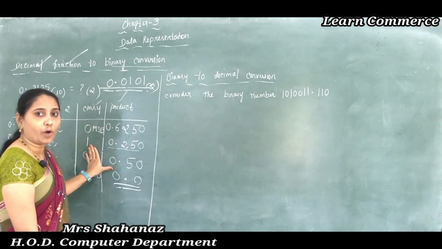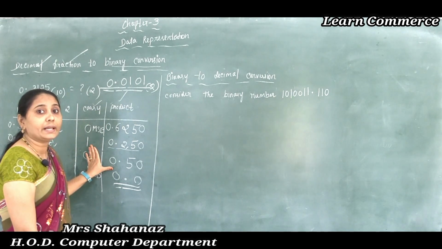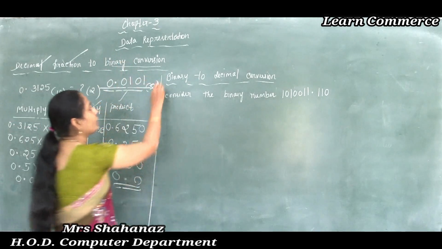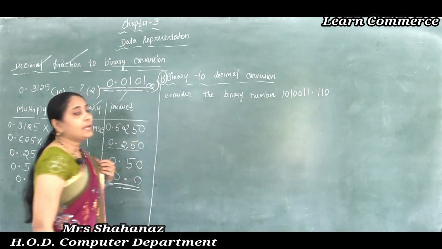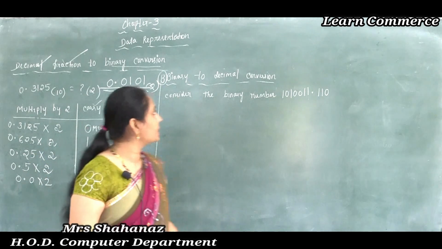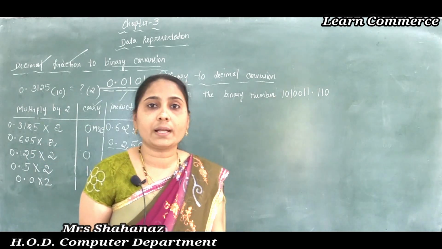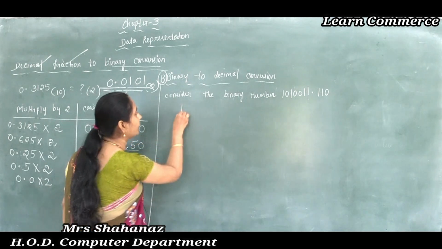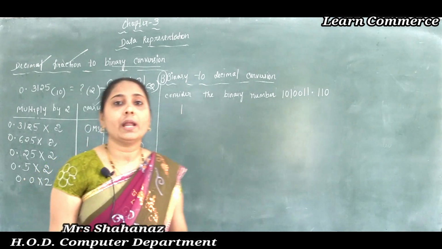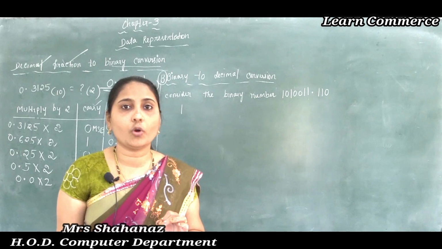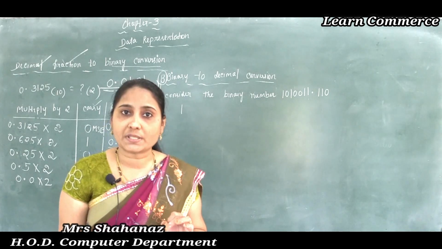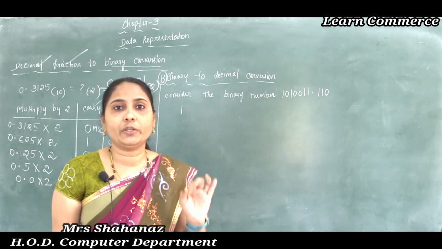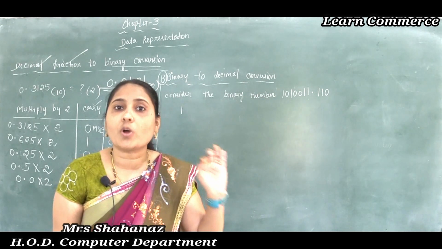Now we know how to get the result of the decimal fraction to binary conversion. Now this is our third conversion. The third conversion is called binary to decimal conversion. Okay, binary to decimal conversion. As we know, here we need to follow some important steps. The step is to multiply each bit of the binary number by its positional weight.